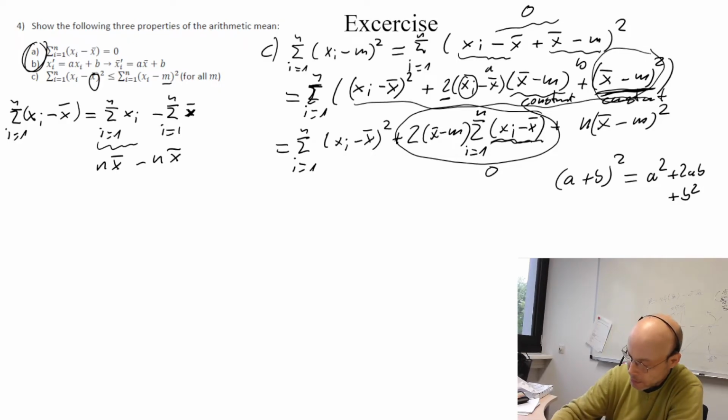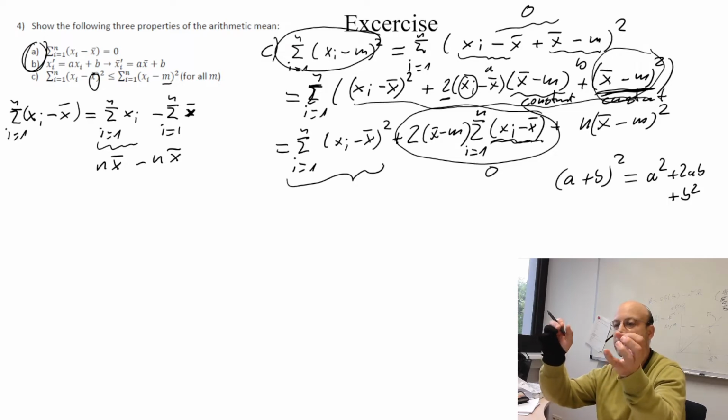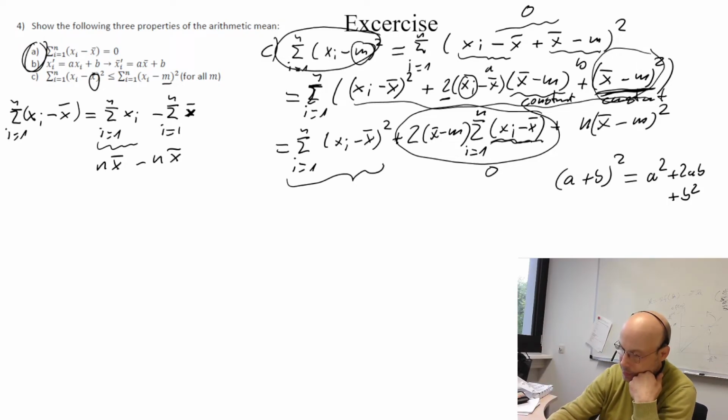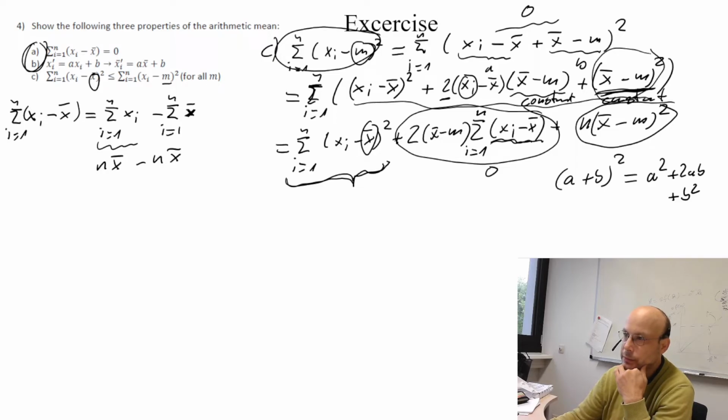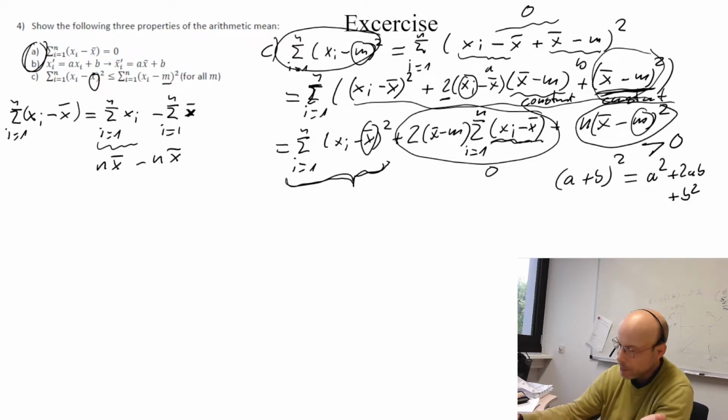And if this is just 0, we see here that if we take some other number m, the sum over the square distances with respect to some other number than the arithmetic mean equals the sum over the square distances with respect to the arithmetic mean plus some positive number. (X bar minus m) squared is, of course, if m differs from x bar, just a positive number. So we have this is larger than 0.